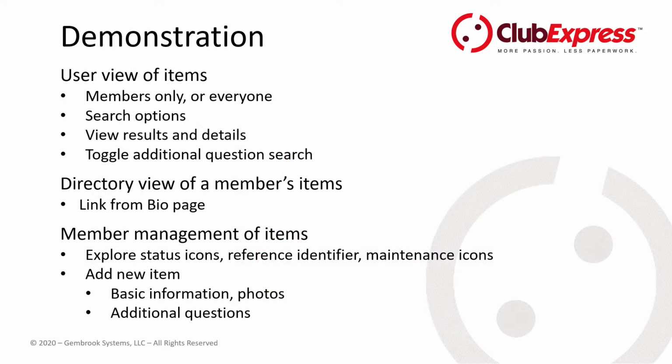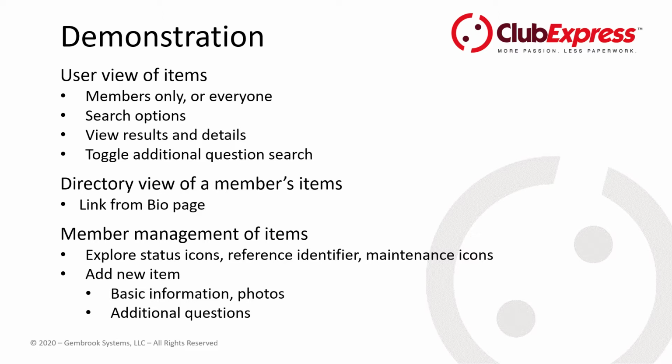So in today's session, we're going to cover a lot of ground. We're going to take a look at the user's view of items, and this can be configured so that only members can see it or that everyone can see it. So we'll take a look at that. We'll look at some of the search options and view the results and the details. And then we'll look at how you can specify searching by additional questions.